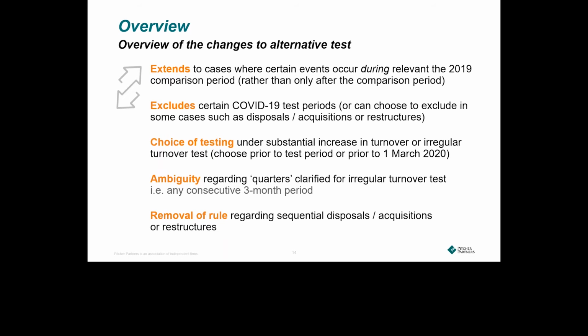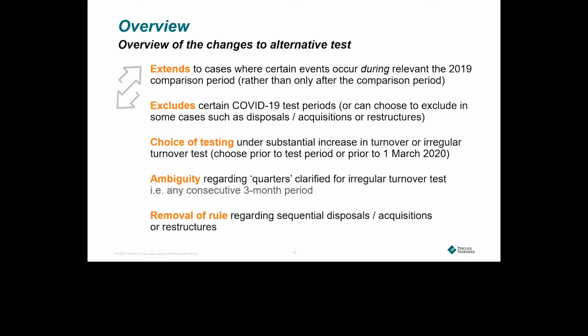As noted by dot point 3 there, for the substantial increase in turnover and regular turnover tests, they've provided a choice where you can choose up to 1 March as your cutoff date in order to rule that off. So you get 2 options: one to look at your COVID period, or one to rule it off at 1 March to deal with that previous issue.